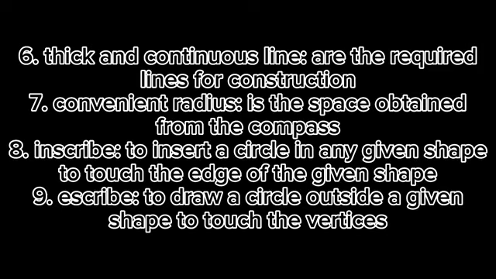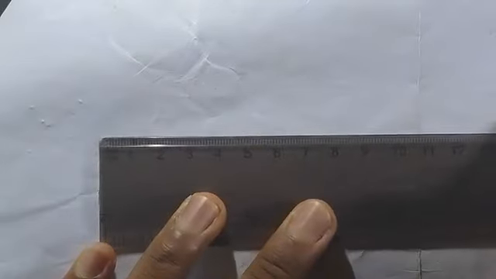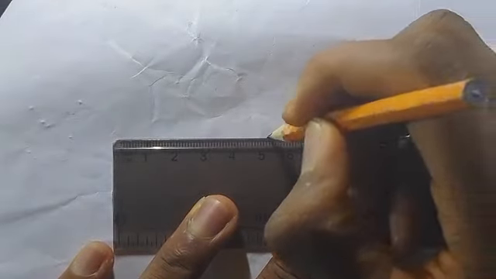These are what you're going to learn from these concepts. Now let's move over to construction. In constructing angle 90 degrees, we'll draw a diameter of any length of your choice, but I'll start with, let me see, 5 centimeters. So I'll draw a diameter of 5 centimeters.